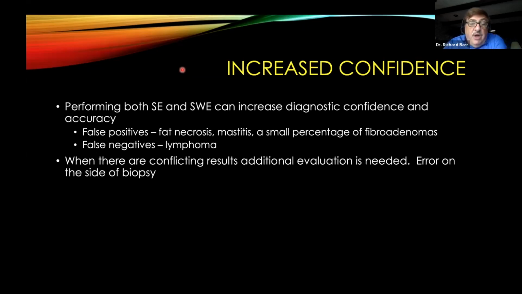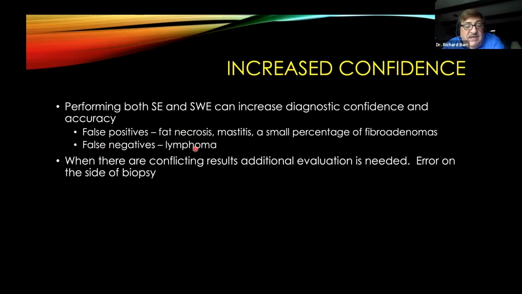We always have some false positives, and these include fat necrosis and mastitis. The reason is they have associated inflammation and swelling around them, and just as in the liver that has inflammation, they appear stiffer. And we notice a small percentage of fibroadenomas and sclerotic lesions will also give you false positives, maybe on the order of about 5%.